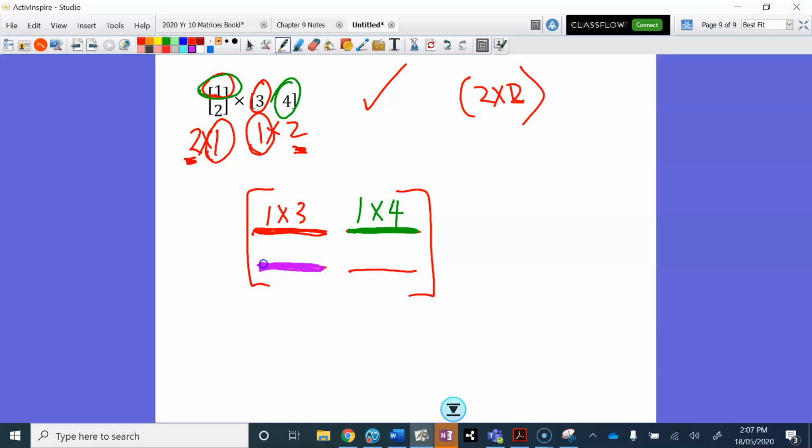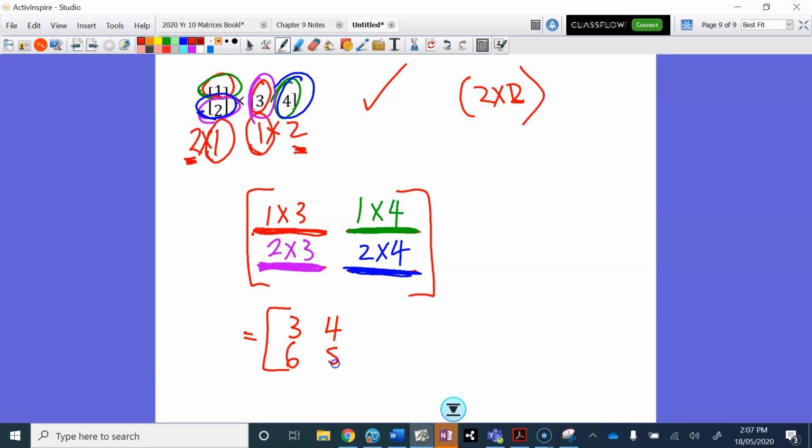So in this third element, second row, first column. Run across the second row, dive down the first column. 2 times 3. And then our fourth element is in the second row and the second column. So run across the second row, dive down the second column, 2 times 4. So in this case, my final answer will be 3, 4, 6, and 8.